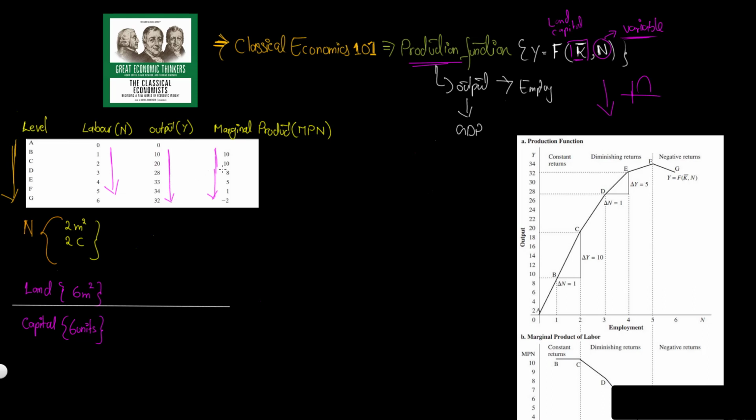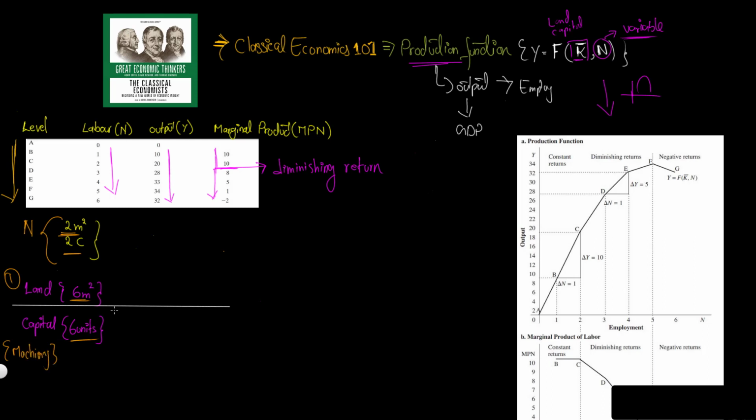This is because of a concept called diminishing returns. I hope I get my spelling correct. Let's say, for the sake of understanding, each labor occupies 2 meters square of land and uses 2 units of capital. And here's a scenario where we have a firm with a total land of 6 meters square and total capital of 6 units. Capital is another word for machinery.